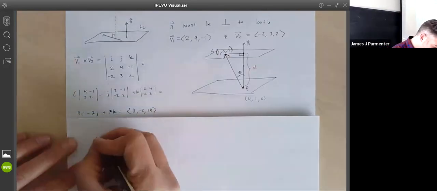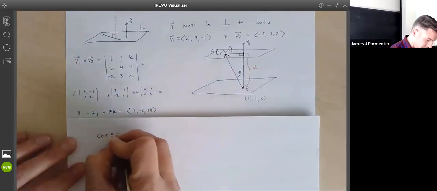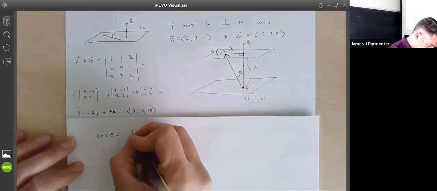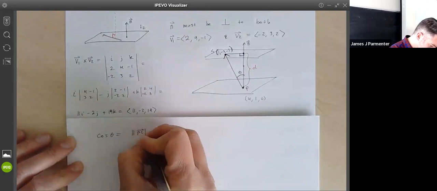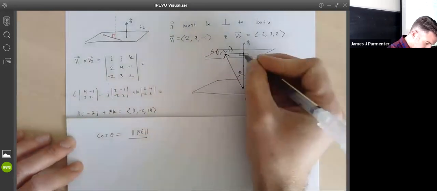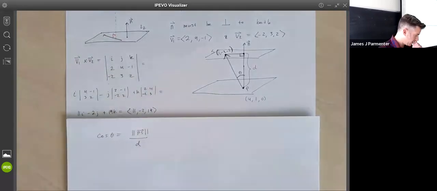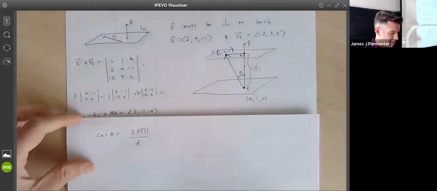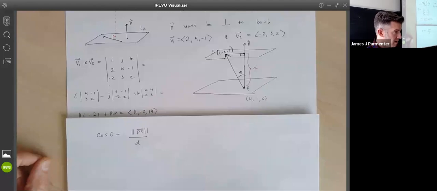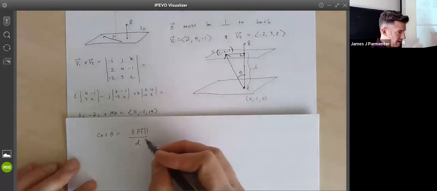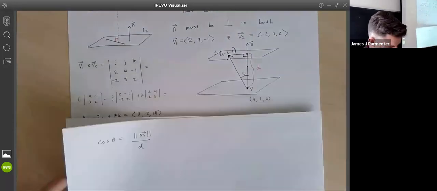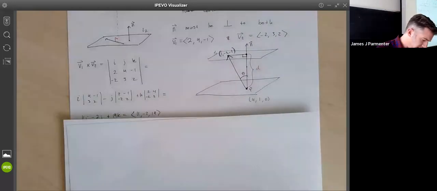of that angle. So cosine of theta is going to be the magnitude of this vector, which I'm going to call PS, divided by D, which we're going to find. So the whole goal is to find D. I totally did that wrong though. What did I do here? I did opposite over hypotenuse. That's not right. Sorry about that. I get caught up looking at other things. Let's try that again.